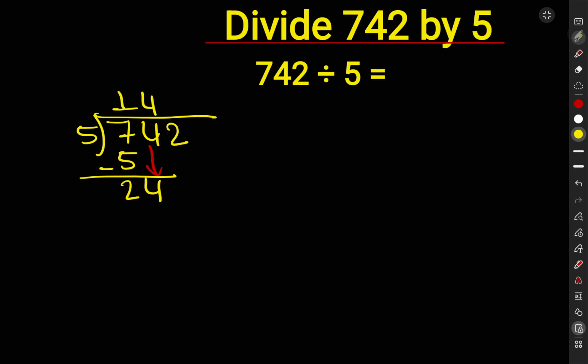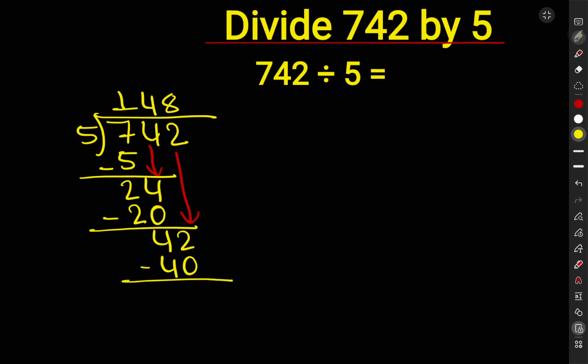5 times 4 is 20. On subtracting we get 4. So again we put down this 2 and it is 42. 5 times 8 is 40. On subtracting we get 2.